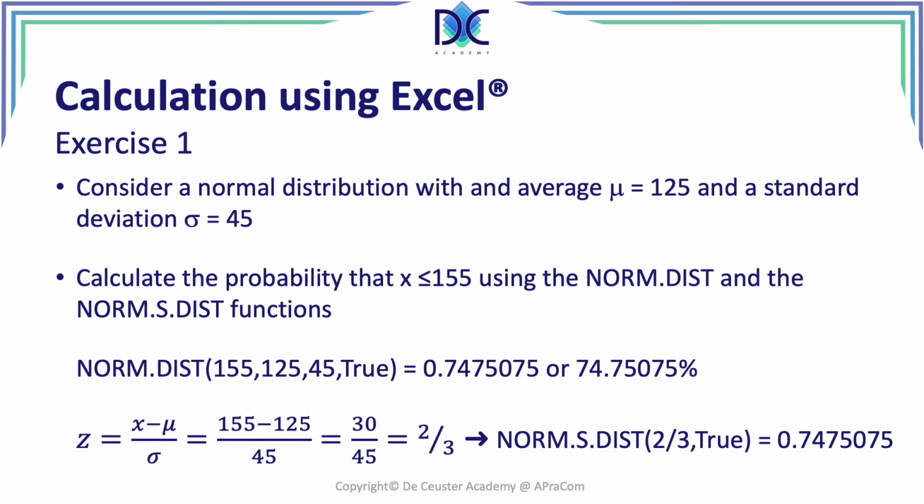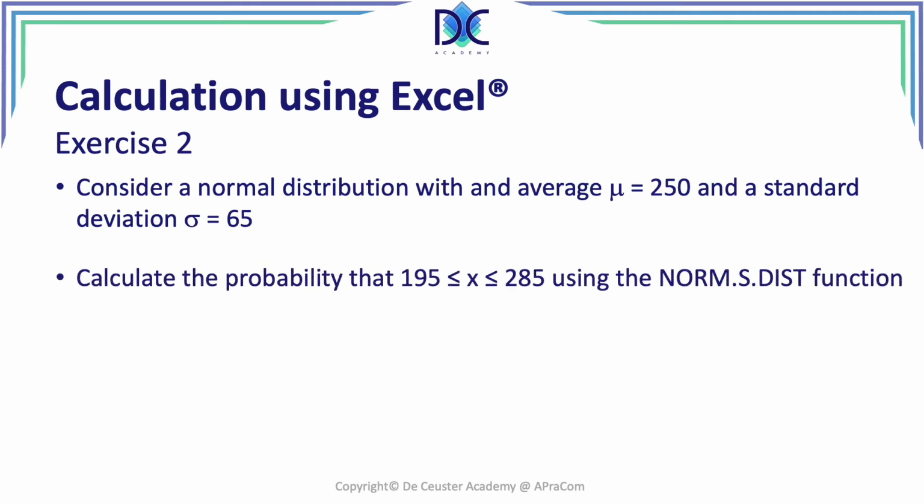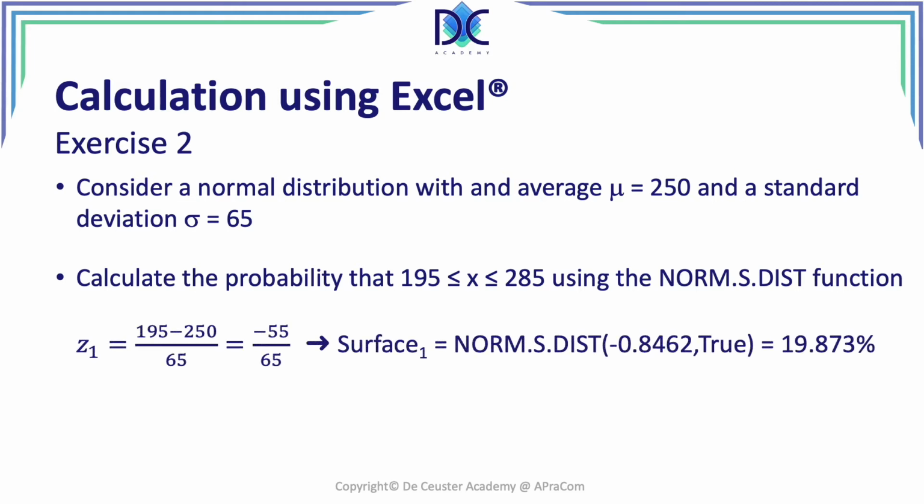Let's have a look at exercise 2 now. The second exercise is a little bit more complicated. We have a normal distribution with an average mu equal to 250. Standard deviation sigma is 65. And now we want to know the probability that x is between 195 and 285 using the NORM.S.DIST function. We can also use the classical function, that's not a problem, but we're going to use the NORM.S.DIST function.